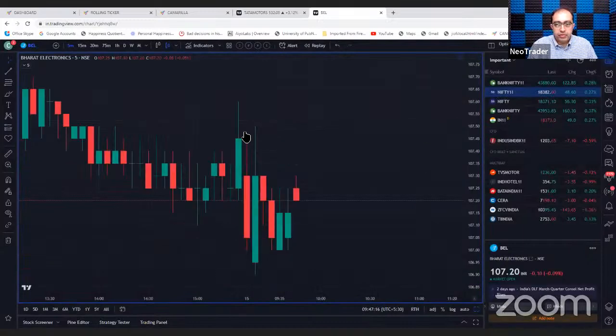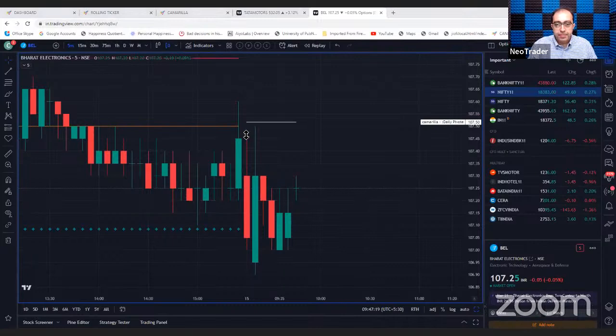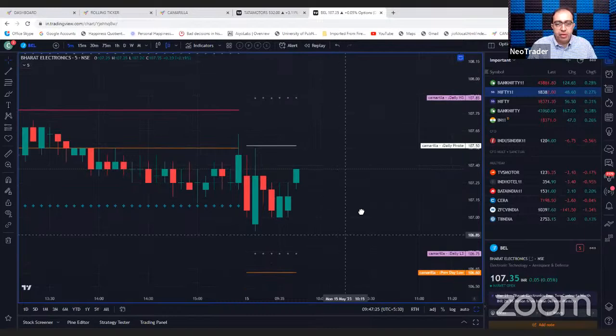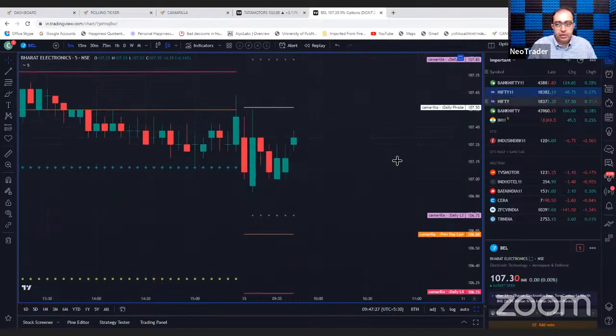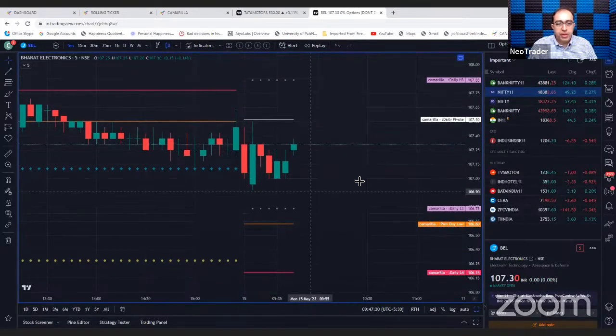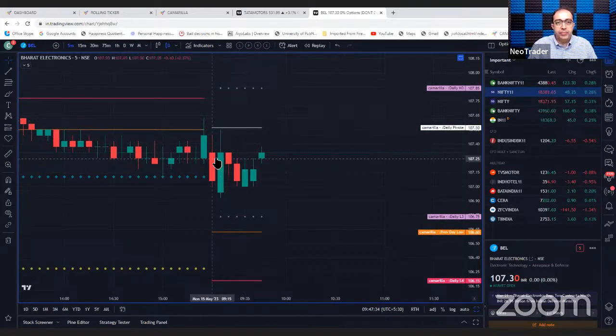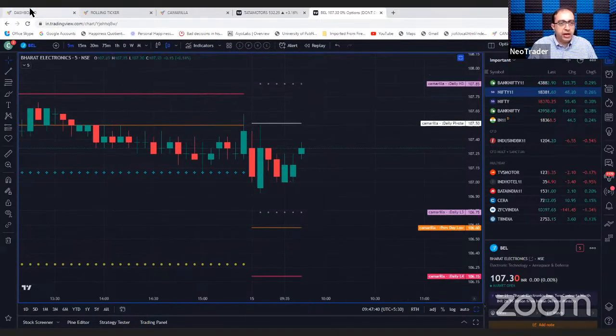Okay. So BEL, does anyone feel a trade emerging in BEL? Is BEL a buy? How many of you feel BEL is a buy? BEL is actually trading below the pivot, so it's not worth participating in it right now.